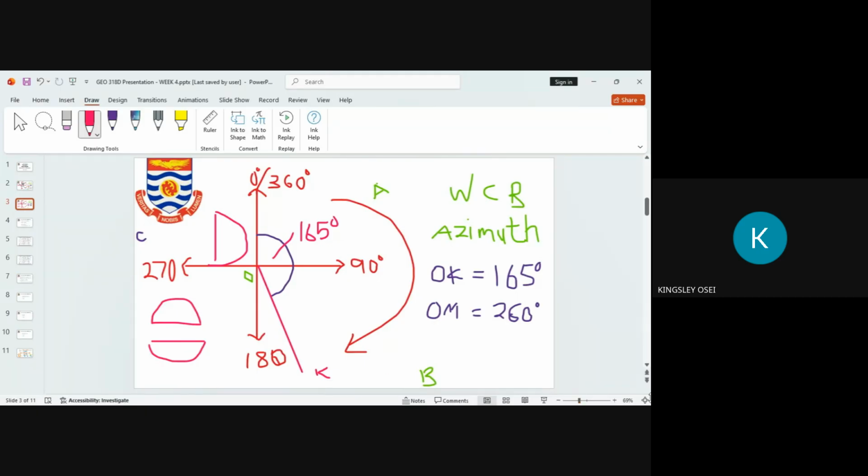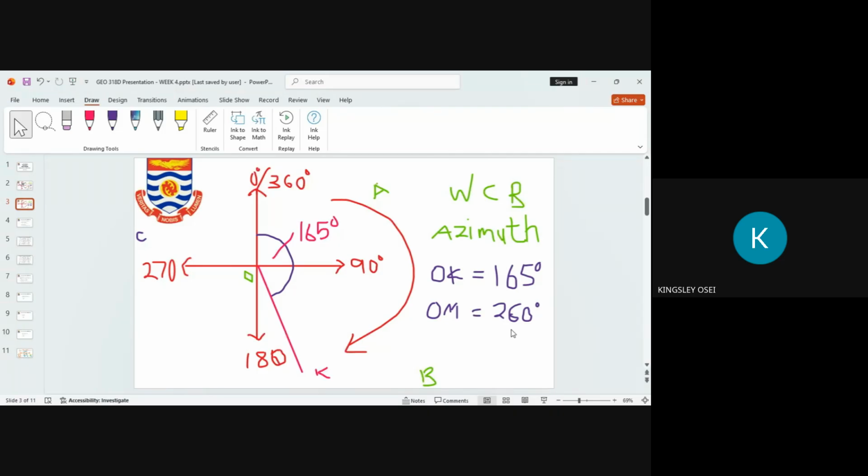All right. So having settled that, we've seen how I plotted the 165. All right. So let me put this protractor away. And now we consider the second one, 260.